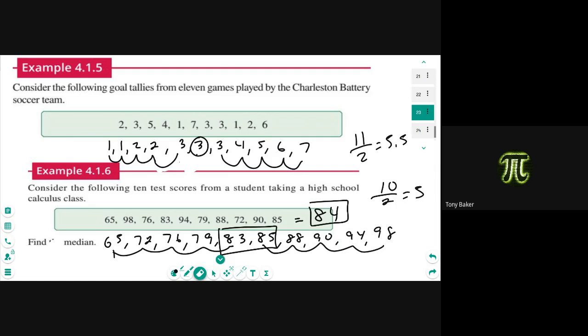So let's say I added a score of 0 to this. Okay. If I added a 0 score to this, we'd now have 11 of them, right? So my middle number is going to end up being 83. Okay. 0 would be considered an outlier in this case because it's way below where the rest of the test scores were, correct? Just like the 123 was from my mean. Notice the median doesn't change by much.